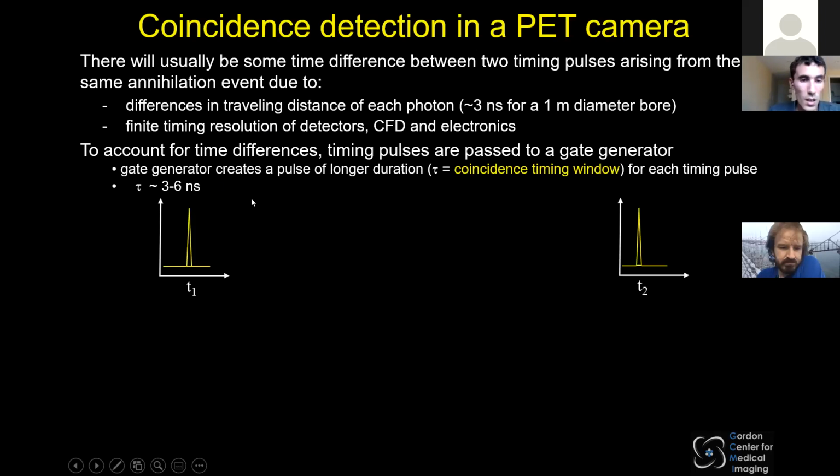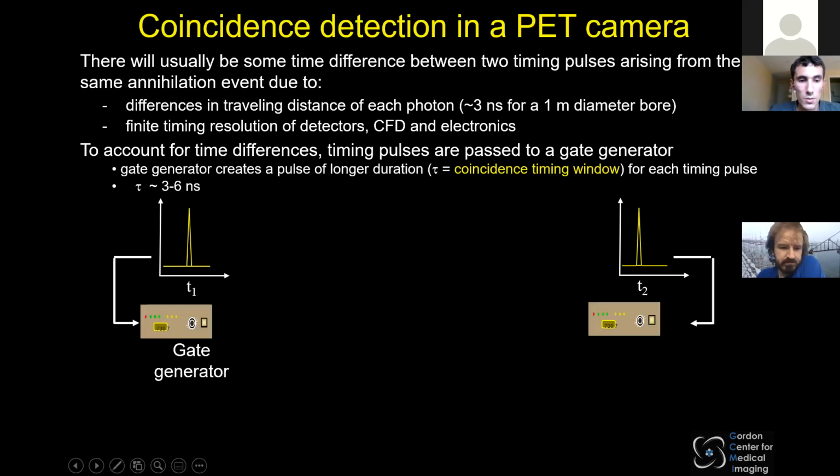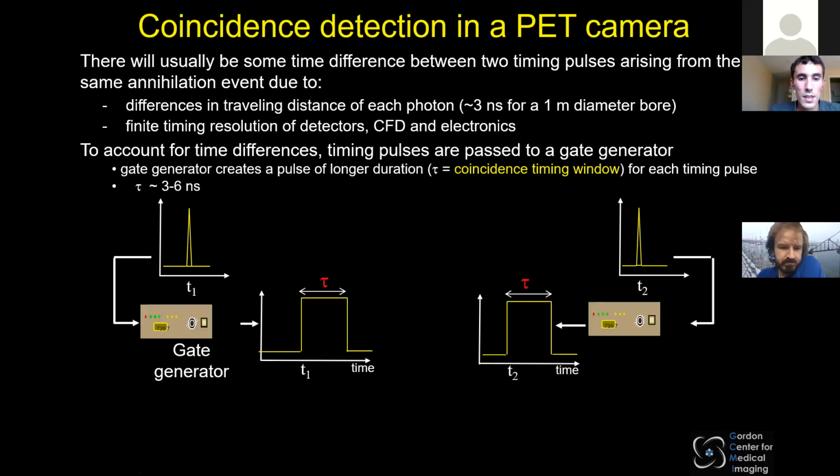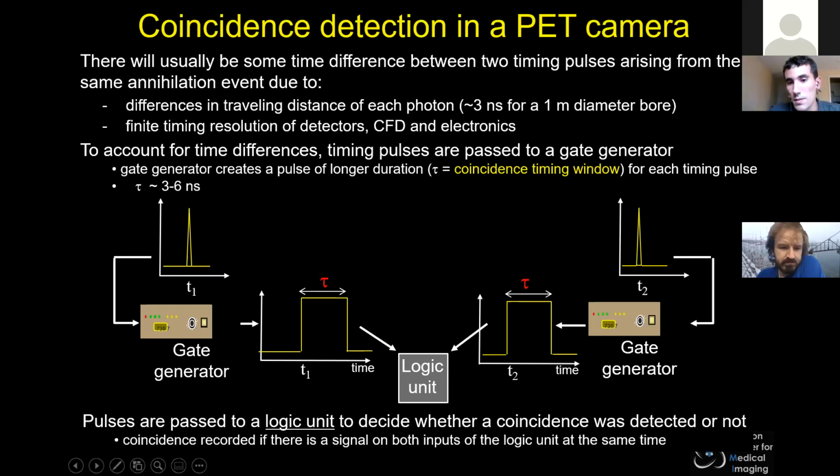Okay. So you have T1 and T2. You pass those to a gate generator, and then you create pulses of longer duration. Again, 3 to 6 nanoseconds for most PET scanners. And of course, then you can simply sum those two signals. And if you have overlap in time between those two signals, it means that those photons are likely to come from the same annihilation event, basically. So that's how it works.